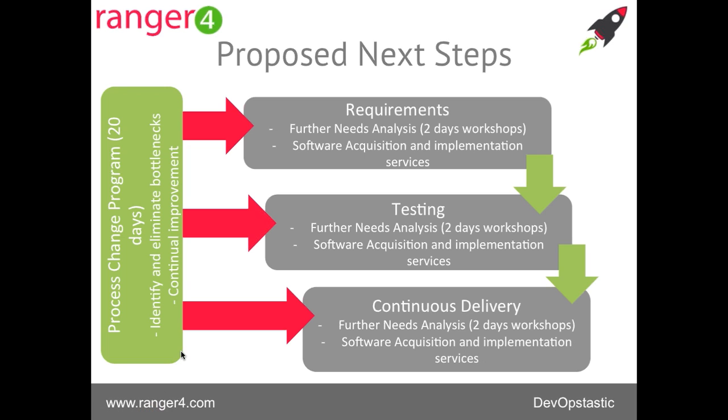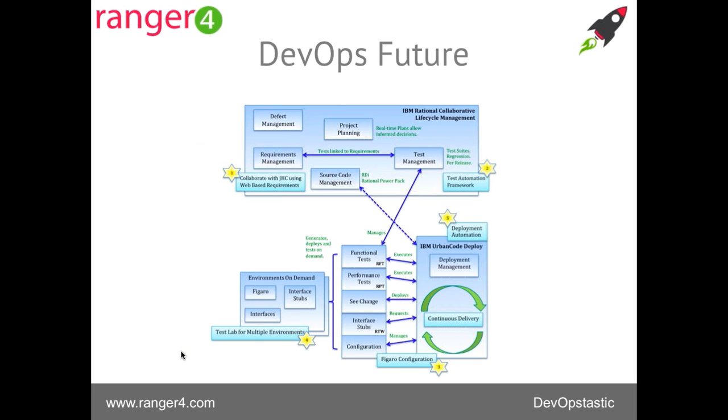So there are a number of next steps. You can see there's a process change program at the start, and then that led into 3 phases of specific process and automation pieces. There was a requirements piece, a testing piece, and a continuous delivery piece that we recommended. And this was the future that we defined for them.